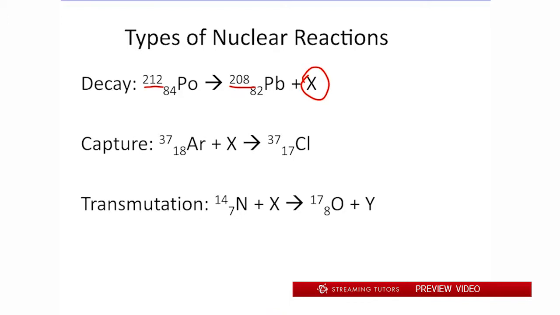We can also have the capture of something. So we can have a species capturing some kind of particle, and that will also change its number of protons and neutrons. And then finally, we can have something called transmutation, where a nuclide absorbs some kind of particle to form a new species that then releases another different kind of particle. But what you'll see is that for all of these, the number of neutrons and the number of protons is changing within each species produced.